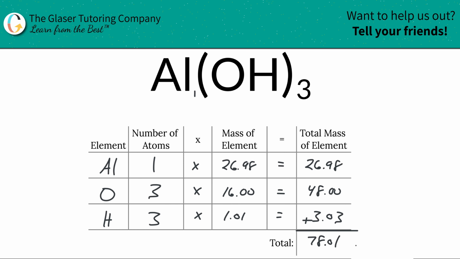And since we're trying to find the molecular mass, the units down here are in AMU, or atomic mass units. Now you know how to calculate the molecular mass of aluminum hydroxide.